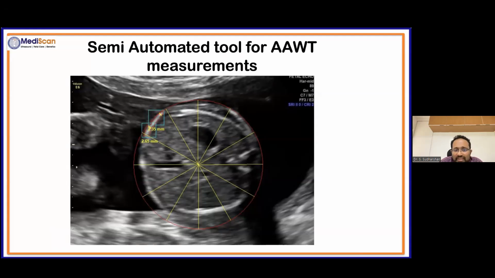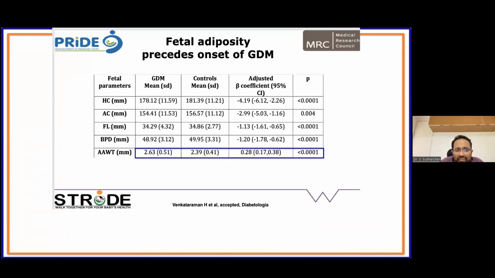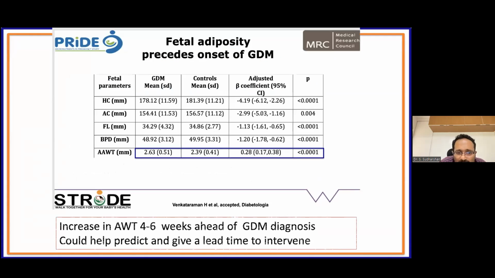But a more objective method is measurement of the abdominal wall thickness using automated tools. This was a publication which came out of our unit a few years ago on assessment of fetal adiposity prior to the diagnosis of gestational diabetes. And what we saw in that paper with these numbers was essentially that the abdominal wall thickness fat is more around 4 to 6 weeks ahead of the diagnosis of GDM. And this may help to predict and give a lead time to intervene so that we are able to lessen the chances of these babies going macrosomic.